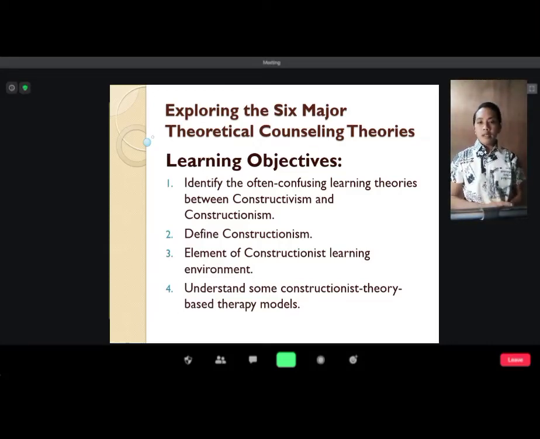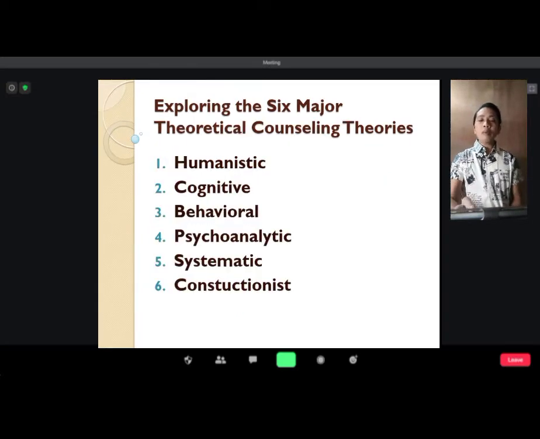Good day, everyone. Our learning objective for today is to identify the often confusing learning theories between constructivism and constructionism. Then identify constructionism and the elements of a constructionist learning environment. And also, we have to understand some of the constructionist theory-based therapy models. So let's go.